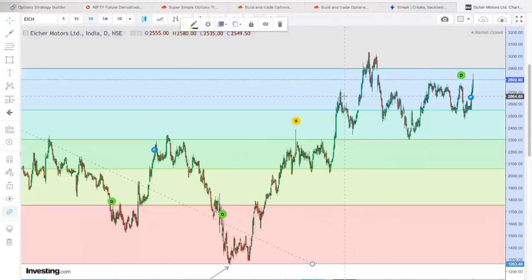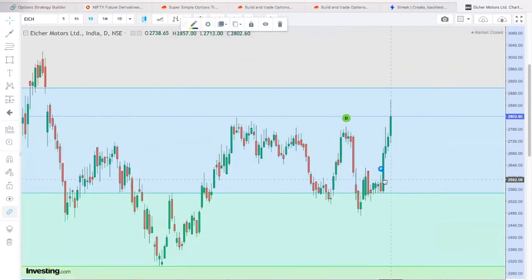See, very simple. They launched the bike on September 1st. On the 31st itself, it moved up. September 1st, they launched the Classic 350 new version. Now you can see the breakout happened, and it may touch this golden ratio also.